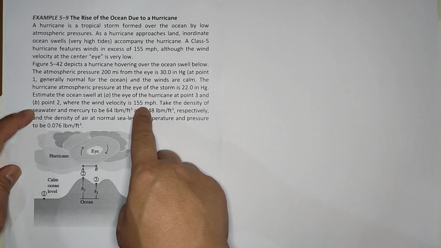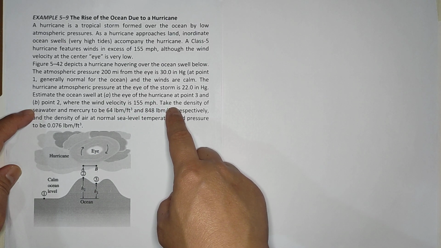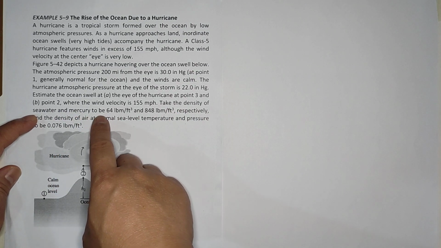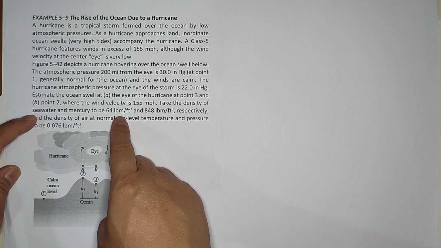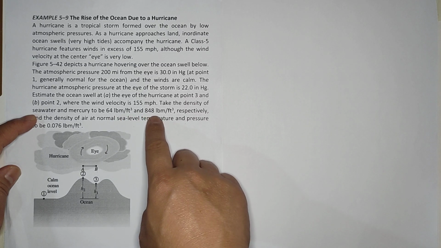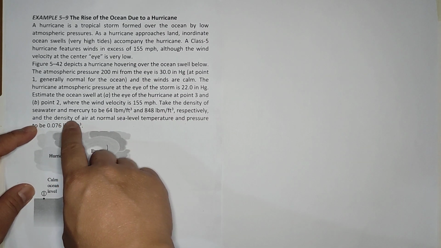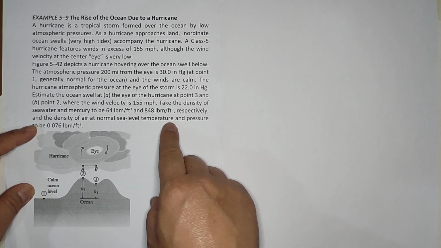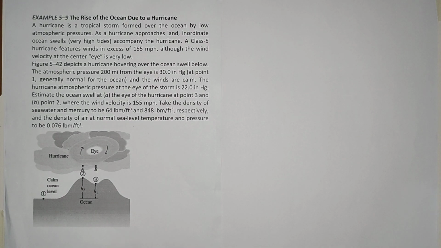Where the wind velocity is 155 miles per hour, take the density of seawater and mercury to be 64 pound mass per cubic foot and 848 pound mass per cubic foot respectively, and the density of air at normal sea level temperature and pressure to be 0.076 pound mass per cubic foot.